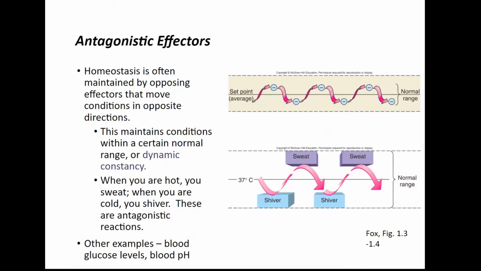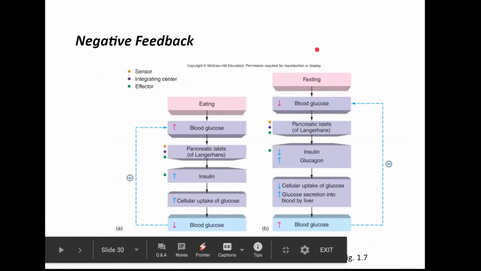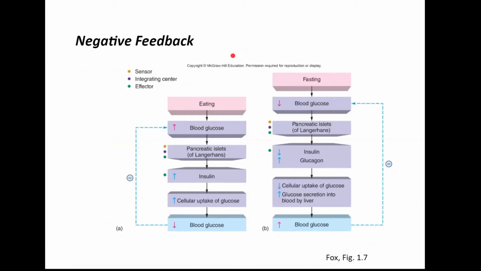Other things that are regulated this way include blood glucose levels, so sugars in the blood, allowing you to remain metabolically active, allowing your cells to get energy. Blood pH is another good one. So if we're talking about blood glucose here, we see the same type of loop, right? It's a negative feedback loop.